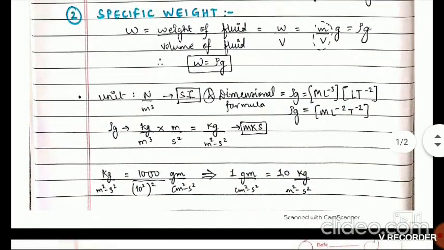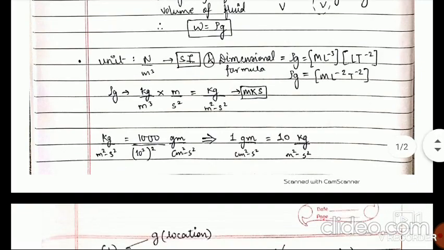Coming over to the second property, which is specific weight. It is given by the symbol rho W, and its formula is weight of the fluid upon volume of the fluid, which is equal to W by V, and W is equal to mg. Rearranging the terms and writing m by V as rho, we find the formula of rho W as rho g. Its unit is Newton per meter cube in SI units, and the dimensional formula is ML^-2 T^-2.